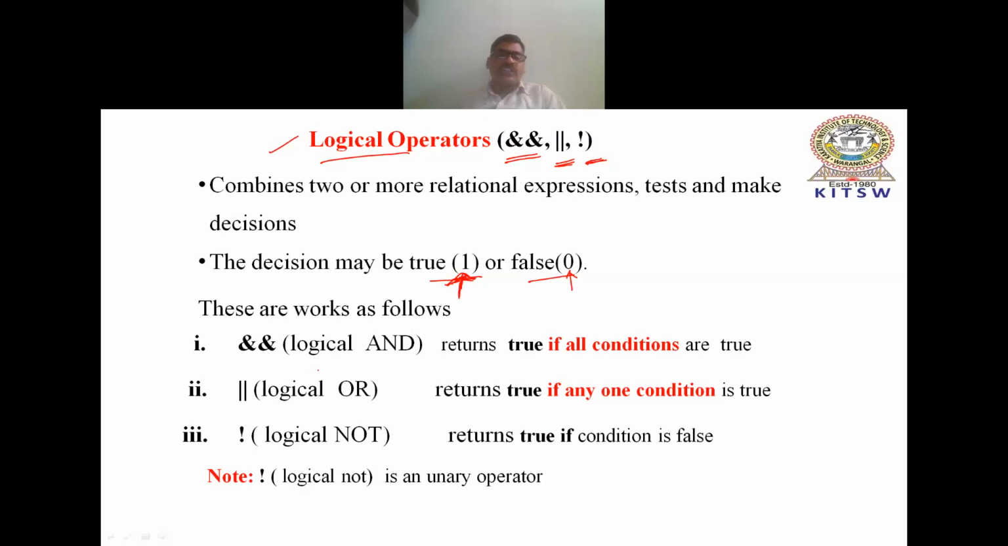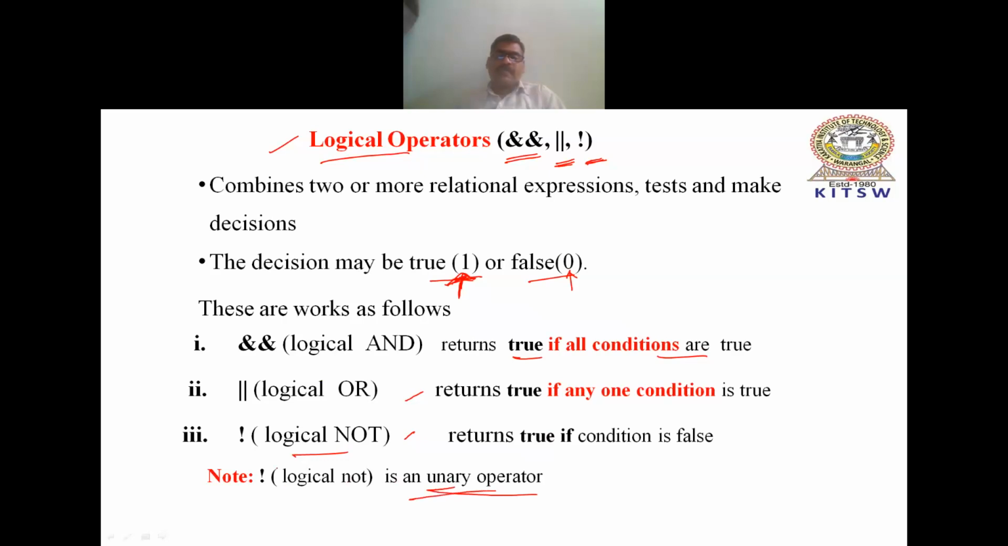Logical AND returns true if all the conditions are true. Logical OR returns true if any one condition is true. Logical NOT returns true if the condition is false. Logical NOT is a unary operator.